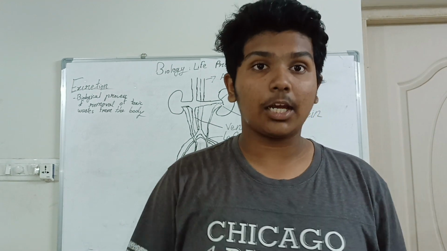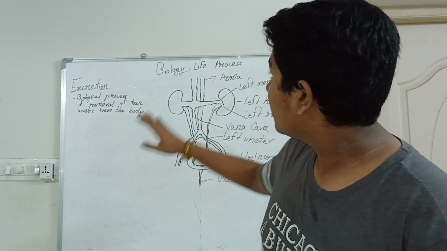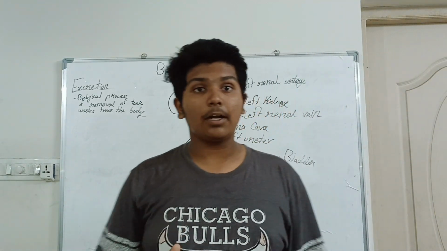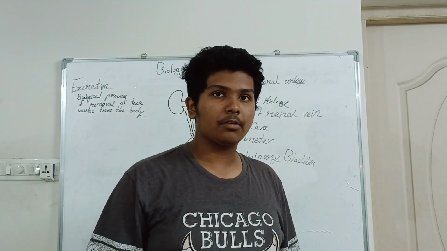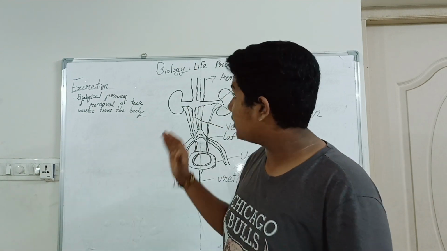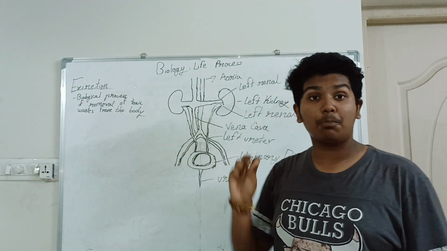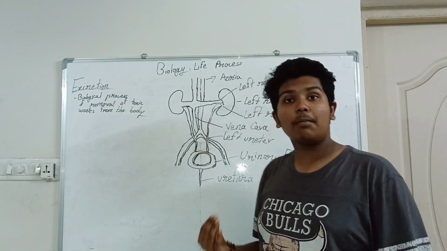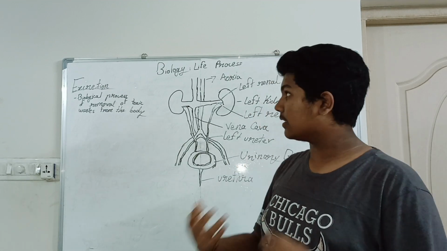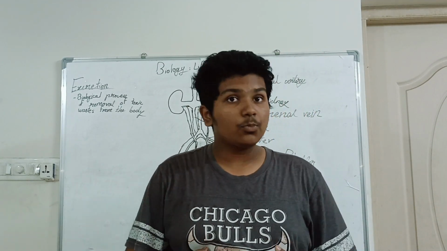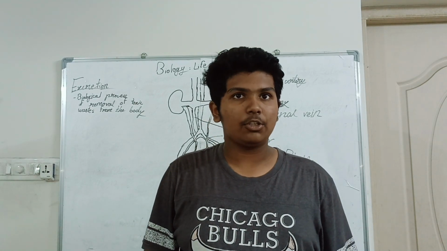We'll be learning a chapter from biology called life process. So in this part we'll be learning excretion. So what is excretion? Excretion is the biological process of removal of toxic waste from the body, or excreting. Okay, so it's removing the waste inside your body.